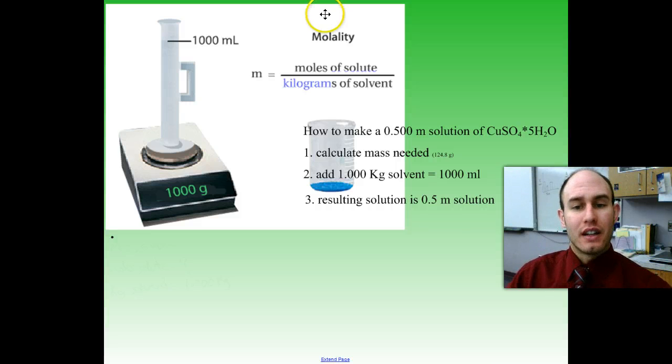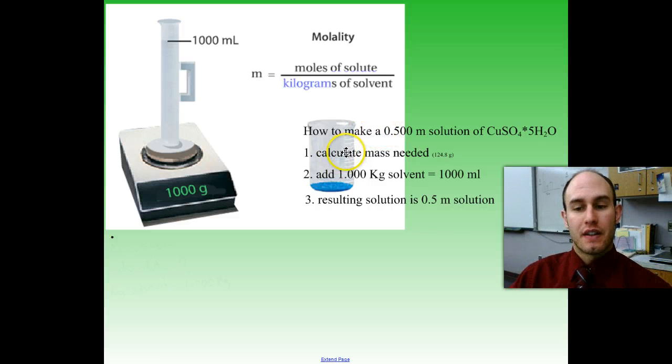So molality is actually moles of solute per kilograms of solvent. Now, that's a little different because we're in kilograms of solvent. So we're going to look at here how to calculate a 0.5 m, so small m indicates molality, solution of copper sulfate pentahydrate.